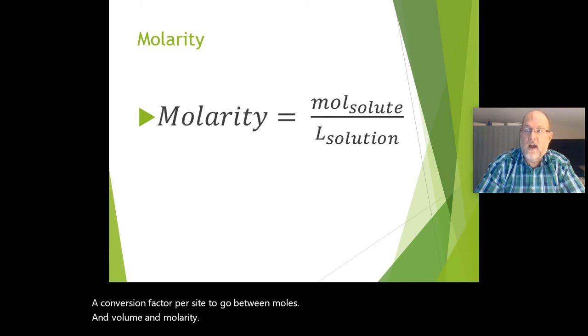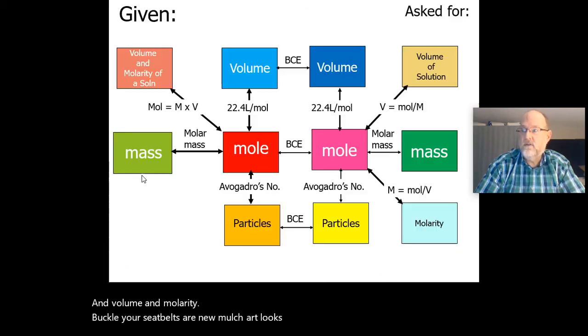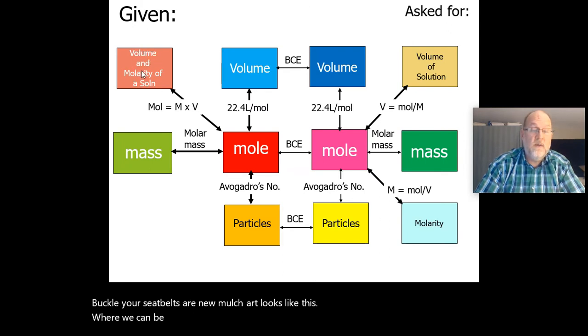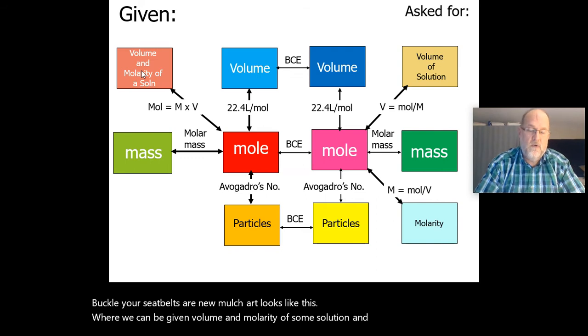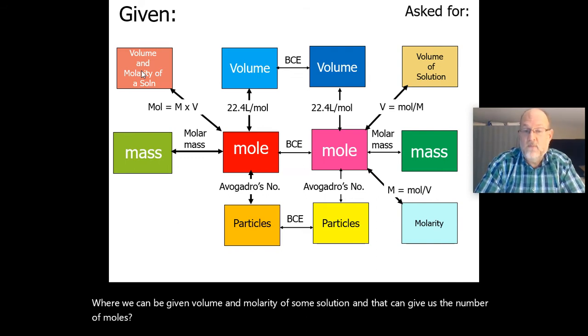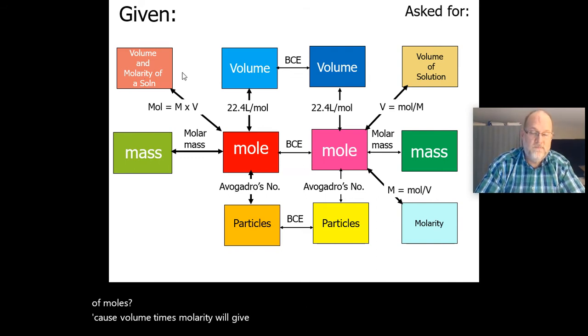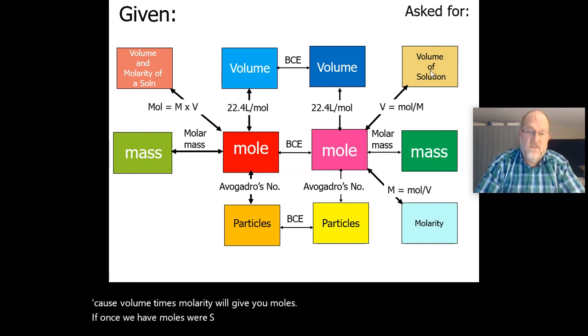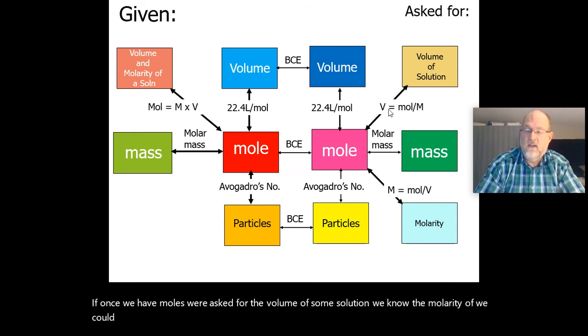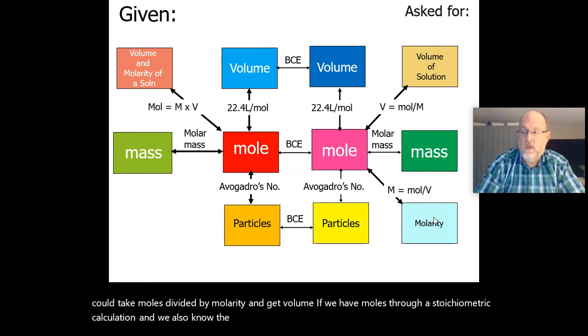Buckle your seatbelts. Our new mole chart looks like this, where we can be given volume and molarity of some solution, and that can give us the number of moles, because volume times molarity will give you moles. Once we have moles, if we're asked for the volume of some solution we know the molarity of, we can take moles divided by molarity and get volume. If we have moles through a stoichiometric calculation and we also know the volume, then we can get the molarity.